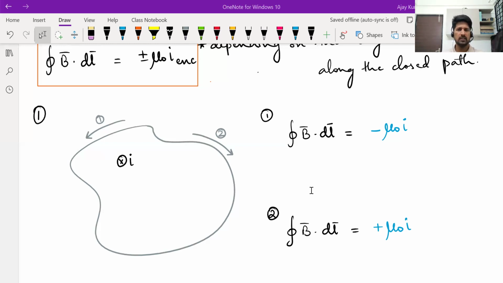If you move in the same sense as the magnetic field, the dot product will be positive, and the answer will be plus mu naught I. If you move in the opposite sense to the magnetic field produced by the current, the dot product becomes negative, and the answer becomes negative. That's why I first asked you, what is the sense of the magnetic field produced by this current? This current flowing into the screen produces clockwise magnetic fields like this.